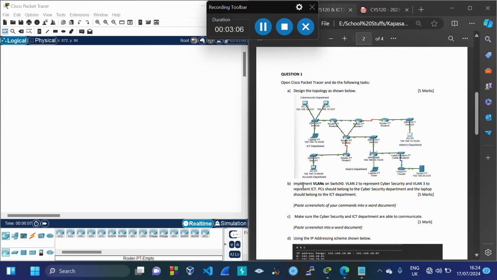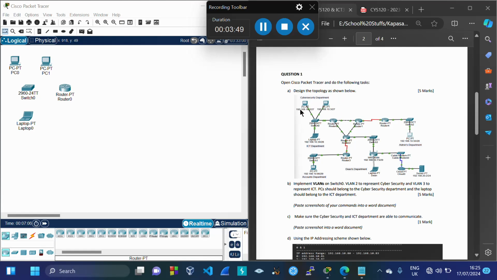Question B, implement VLANs on switch 0. Since we need to implement VLANs on switch 0, I'll drag my switch into our Cisco Packet Tracer like that. This switch 0 is connected to a PC, a laptop, and a router, which is a PT router. I'll start off with getting these 2 devices, which are the PCs. I'll drag my PC, put it there, then another PC, then we drag a laptop, then under network devices we'll get a PT router based on the question, then do it like that.